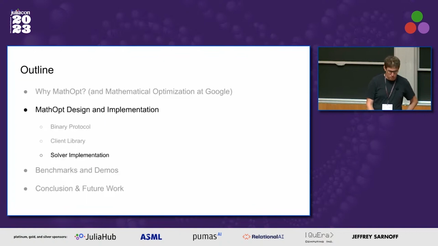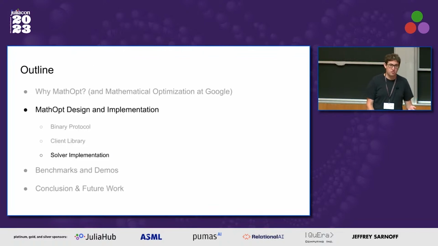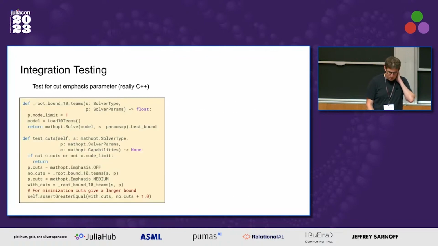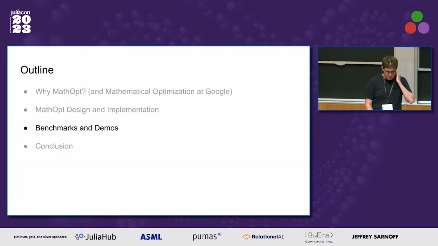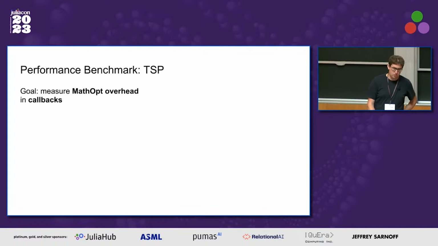Okay, so I think that we're just going to skip this next section. This is kind of on the solver side. It's probably the least interesting of the sections. So we'll skip it and go straight to the benchmark. Okay, so here's a very simple benchmark I did on the traveling salesman problem. The goal here was to measure what is the overhead of MathOpt in a callback.